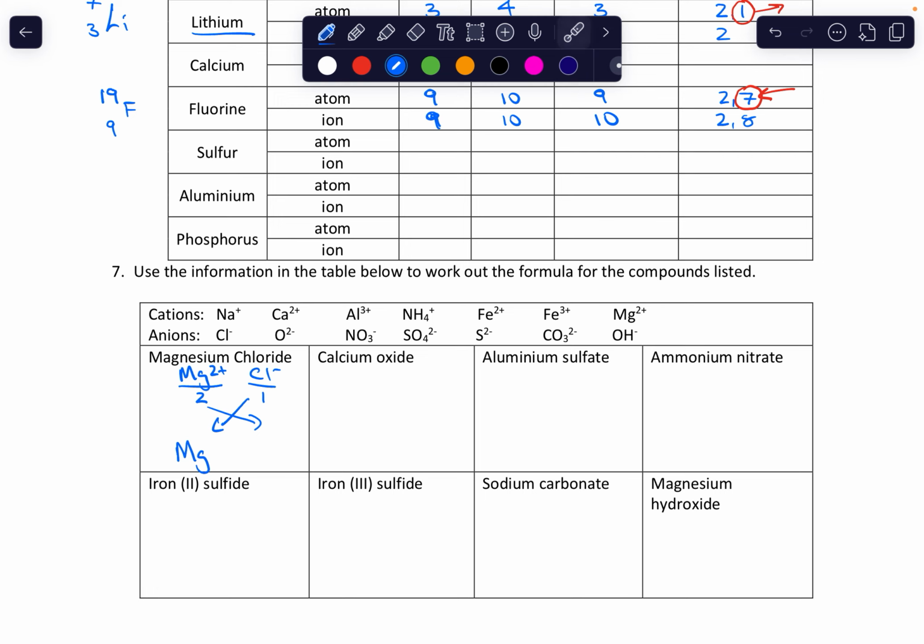Magnesium is going to end up with a number 1, and the chlorine, let's put chlorine in here a second. Chlorine is going to end up with a number 2. So there we go, MgCl2. Use the same method for all the others.